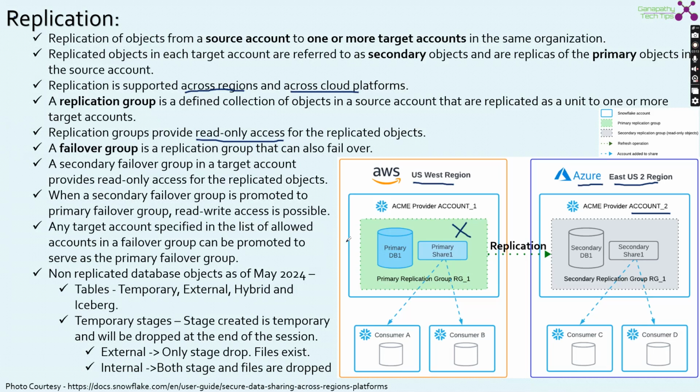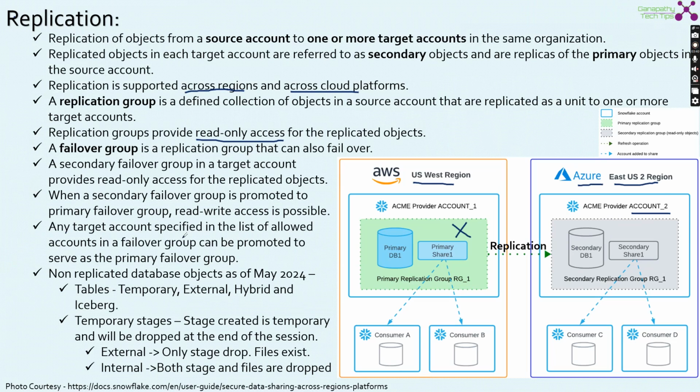The secondary failover group in the target account provides the read-only access for the replicated objects. Here as well, this will provide the read-only access alone. When the secondary failover group is promoted to primary failover group, read-write access is possible. Say for this scenario, if my primary goes down, I will promote my secondary to primary, then the read-write access is possible on my secondary too.